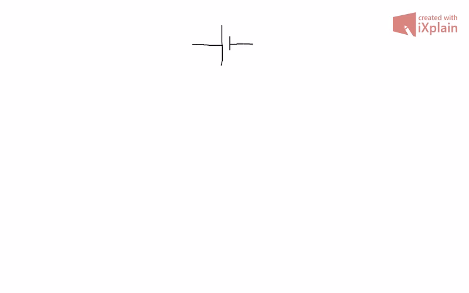Remember, the big line essentially signifies the positive terminal of a battery. The small line is essentially the negative side of the battery. We're going to draw a case where we have a very simple resistance, and we're going to complete the circuit here.